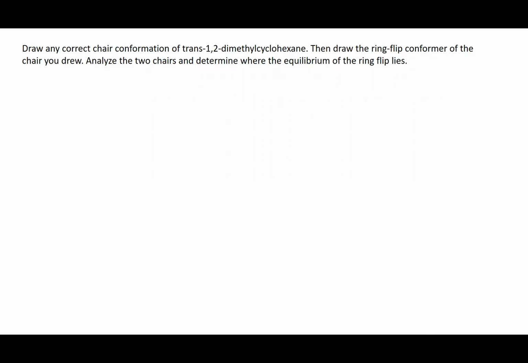Okay, draw any chair conformation of trans 1,2-dimethyl cyclohexane. I'm going to pause there and draw a line bond structure to guide the rest of the problem. So cyclohexane, 1,2-dimethyl, 1-methyl, 2-methyl, and then trans. I'm going to arbitrarily make this one a wedge and this one a dash. They are trans. Then I can draw the chair conformation.